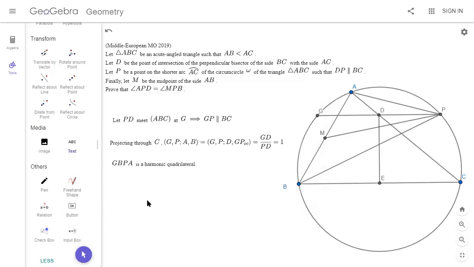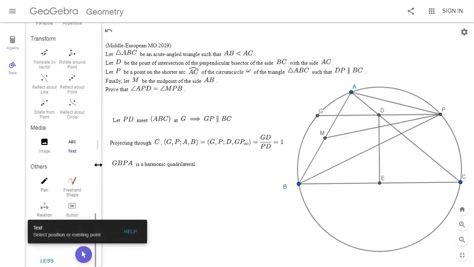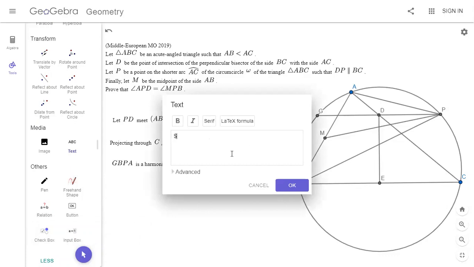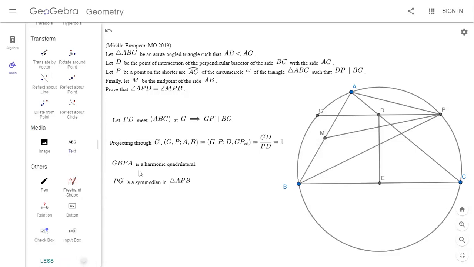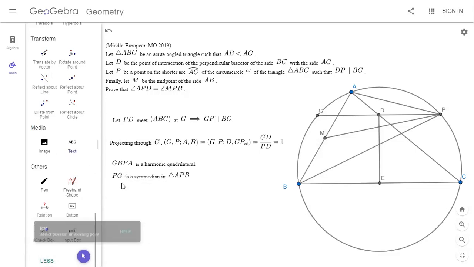And then that means that PG is a symmedian in triangle APB. And so angle APD is angle MPB. All right.